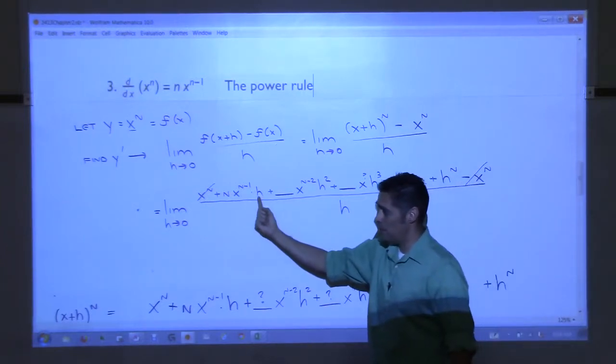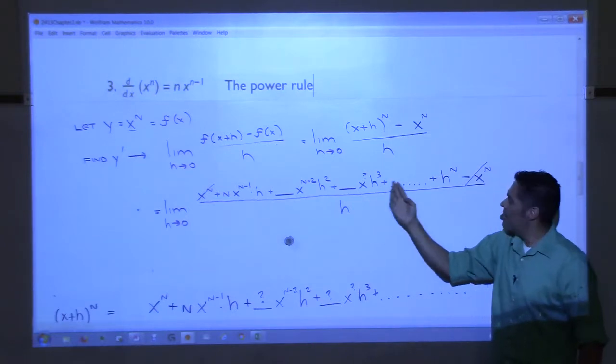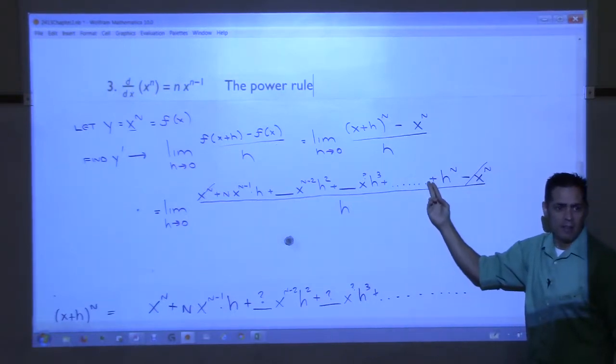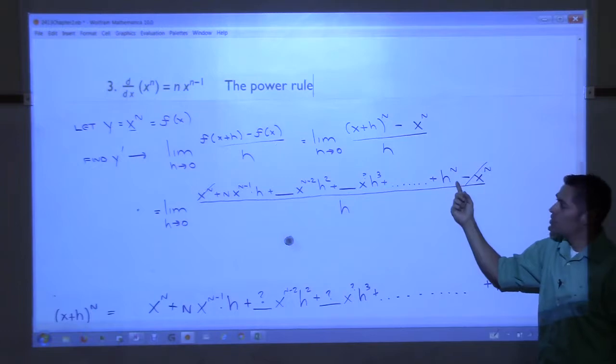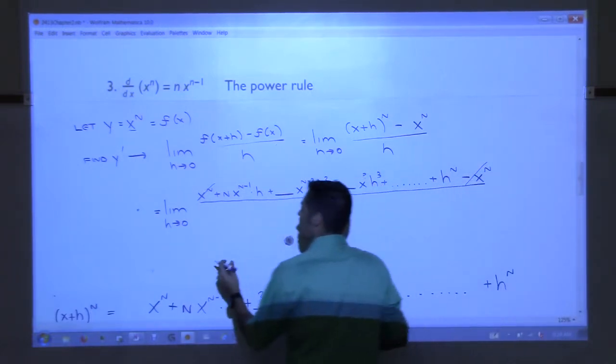This one has 1. This one has 2 h's. This one has 3 h's. And every single one of these has h's in it, all the way to h to the n. So can't I factor a single h out? Let me do that.